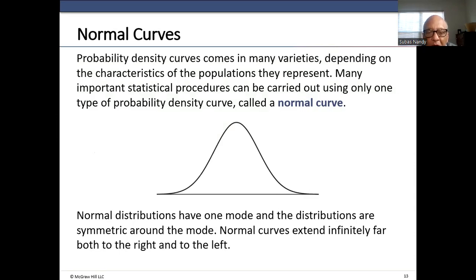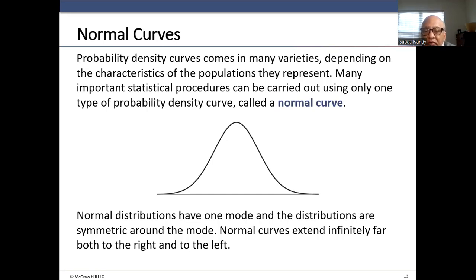There's only one point on the horizontal axis which has the highest height, or the highest relative frequency. And if you draw a vertical line from the base at the point where the relative frequency is the highest, up to the peak, the left half of the curve is equal to the right half of the curve. So the normal curve is a bell-shaped curve, and it is symmetric. Left half is equal to the right half.